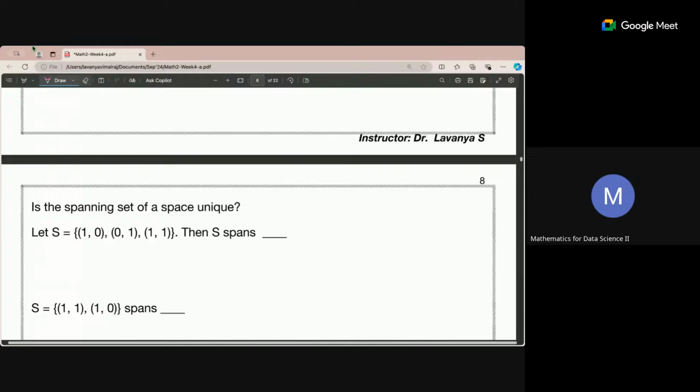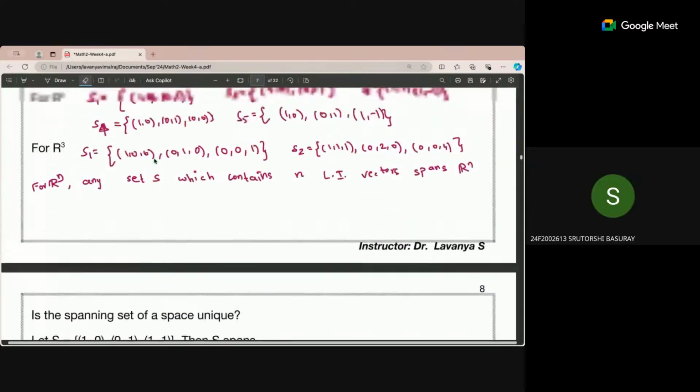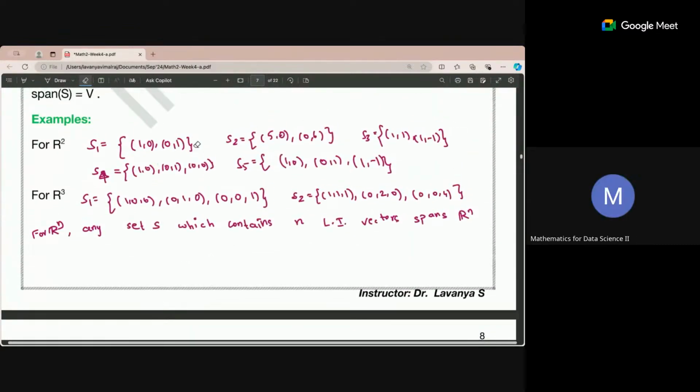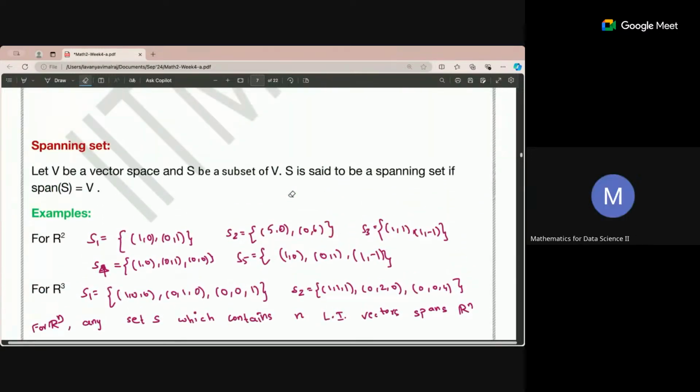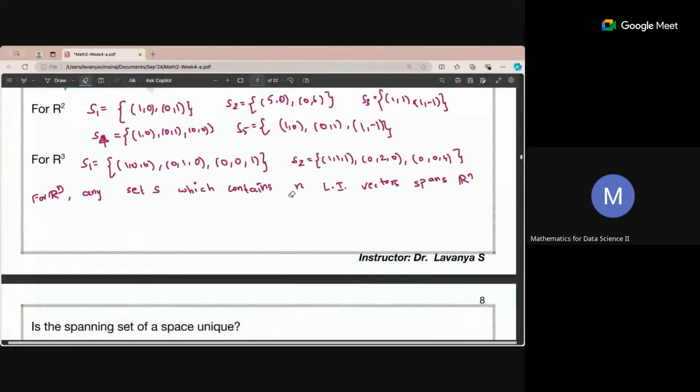What's the answer? No. So why is it not unique? You tell me why. What did we just see? We saw some examples, S1, S2. And we can form more ourselves. There are actually infinitely many. So you see that there are many spanning sets. There is not only one single spanning set for R2. There are infinitely many, so that is why it is not unique.